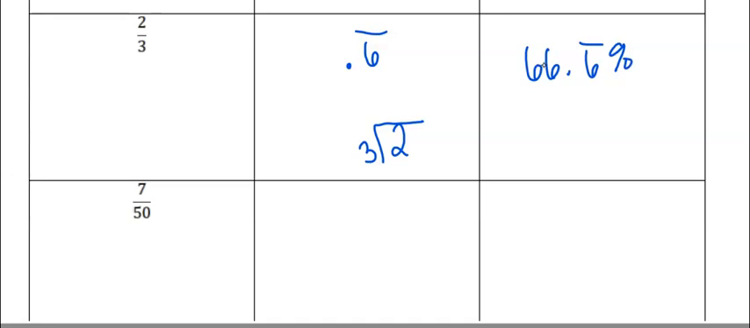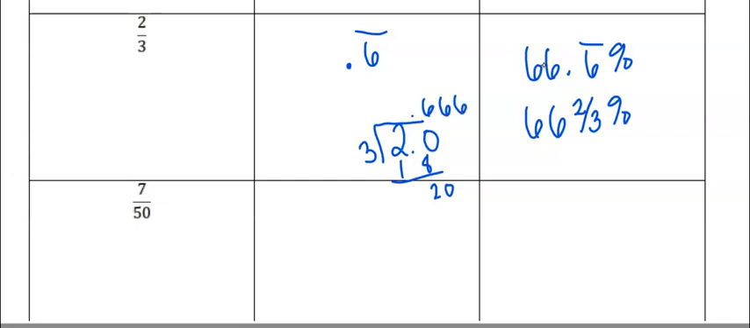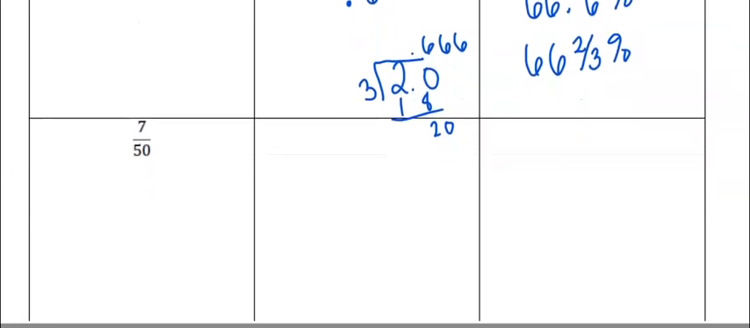2/3 is one of our common ones. You can still take 2 and divide it by 3, but you really should know that that's 0.6 repeating. And when we move the decimal 2 places to the right, that's 66.6 repeating percent, which is 66 2/3%. And that's also up there in your common conversions. And you'll notice if you do forget that and you go here to divide, 3 goes into 2 6 times to give me 18, subtract 2, drop another 0. You'll see that it's the 666 repeating. And so that's how that one's going to work.